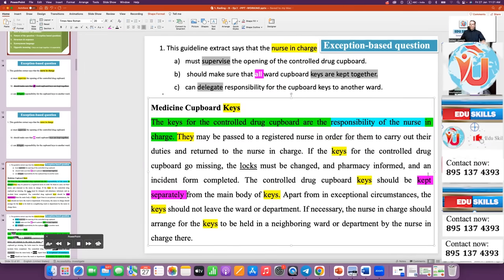Now let's count down the responsibility of the nurse in charge. What is the responsibility? May be passed. Does may be passed have a taste of delegation? May be passed to another registered nurse is synonymous with delegate responsibility in other words. May be passed to the registered nurse in order for them to carry out their duties and return to the nurse in charge. If the keys are missing, what is the responsibility of the nurse in charge? The locks must be changed.